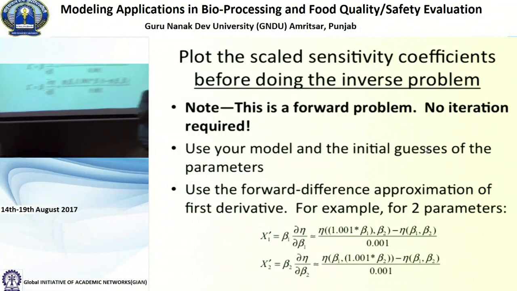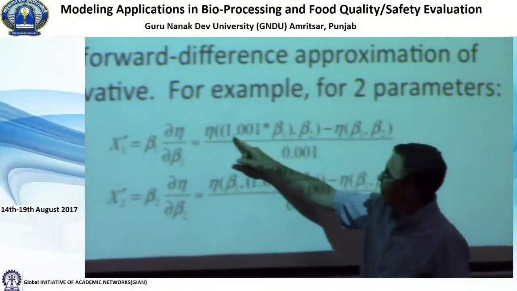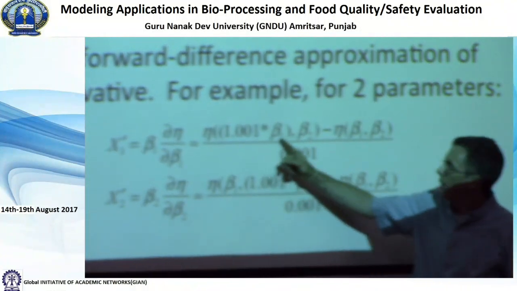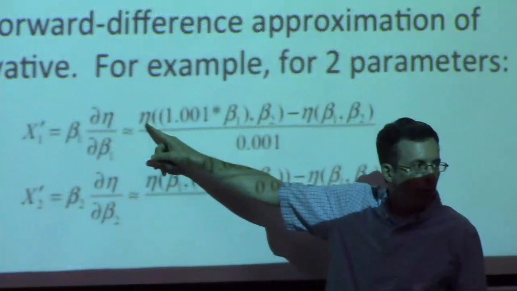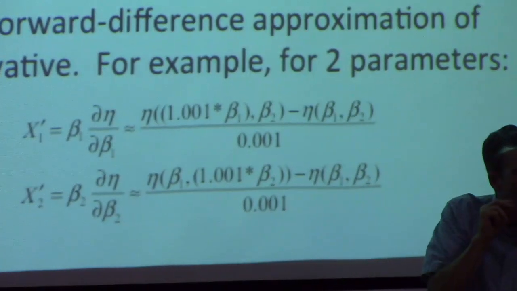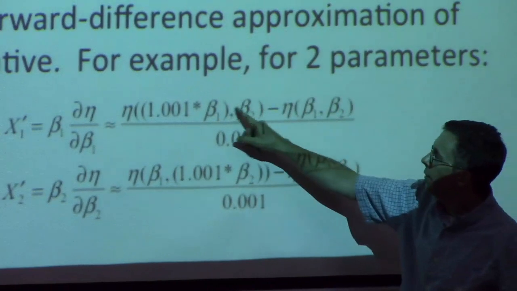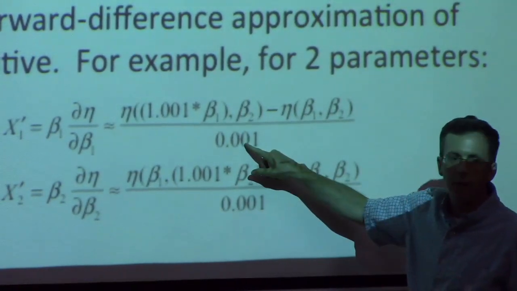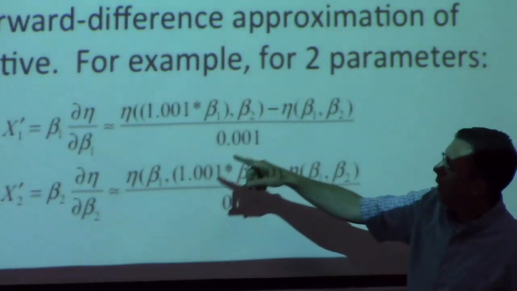Remember I told you, you're doing a small perturbation in the parameter. So we just do 1.001 perturbation in beta 1, and you keep beta 2 constant. You calculate your model, and the model will be slightly different. Then you subtract, whether it's constant. So this minus this gives a small difference, and then you divide by that difference right there. And what that does, it gives you an approximation. It tells you how sensitive the model is to the parameter. And that's for beta 1.